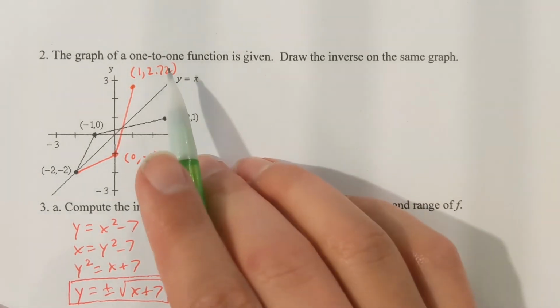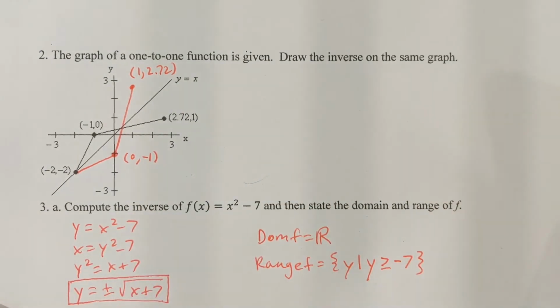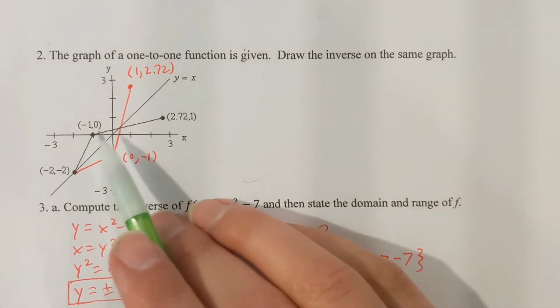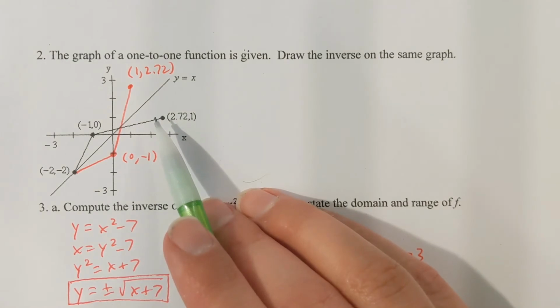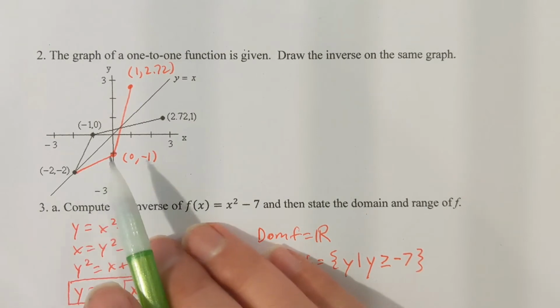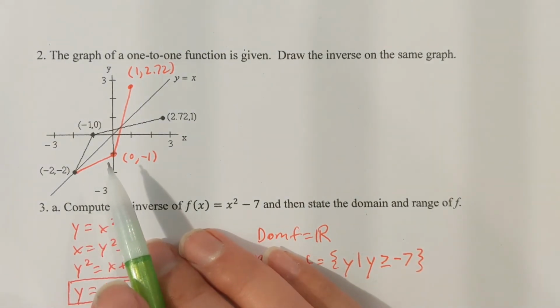Now, one-to-one means that the inverse is a function. Notice how the curve in red passes the vertical line test. Of course, I could have known that early on: the curve that is in black passes the horizontal line test. So before I even drew this, I could have known that the inverse would be a function.